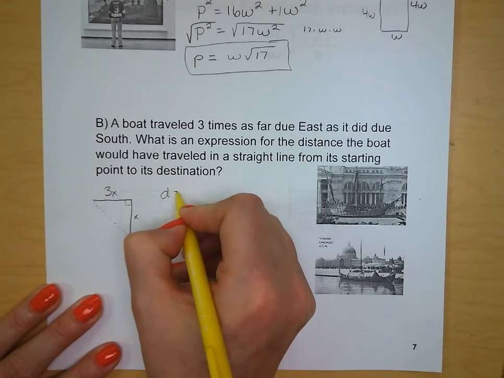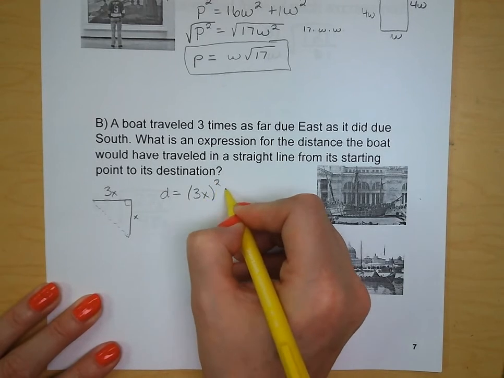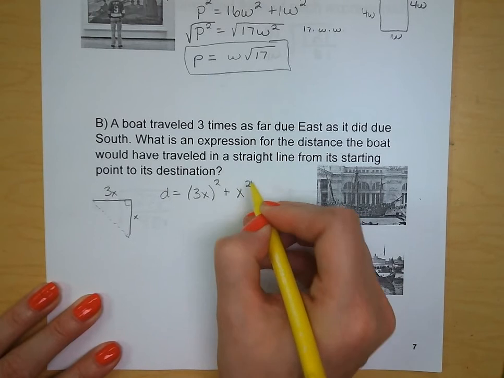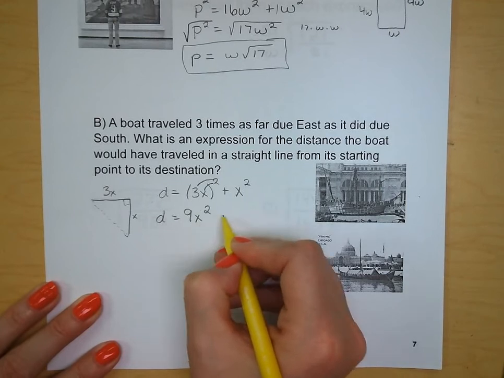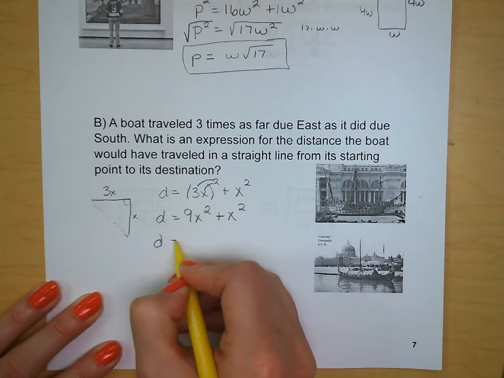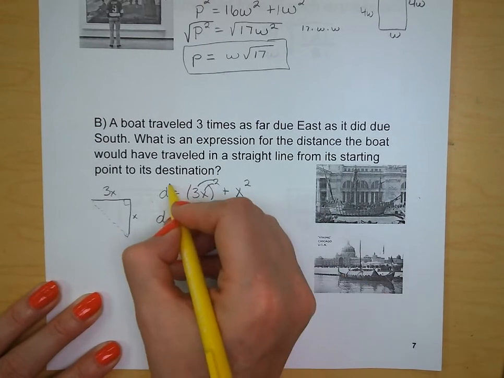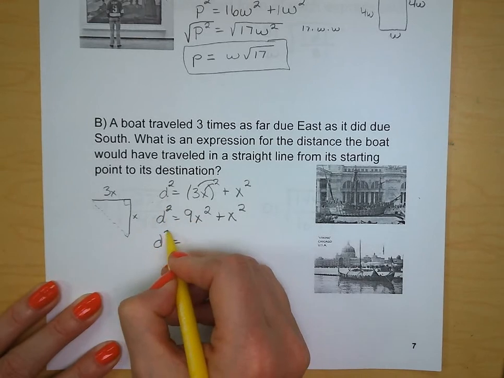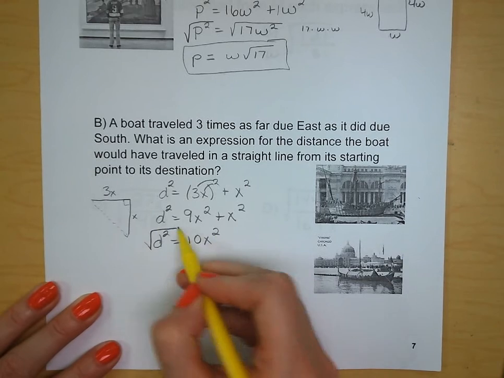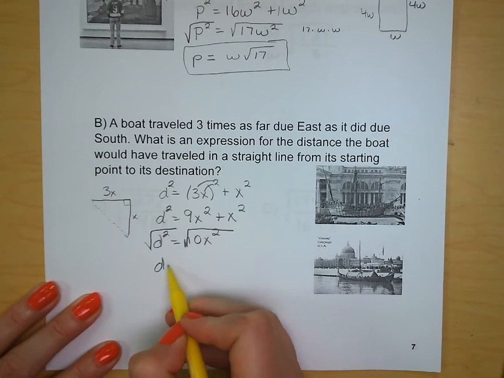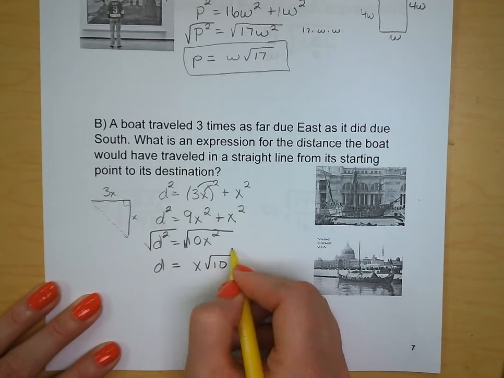So D, the distance squared, is equal to 3x squared plus x squared. Don't forget to distribute. Don't forget your squared sign on the D. So D squared, combine like terms, 9x squared plus x squared, they have the same base, we can combine them, 10x squared. Take the square root of both sides. The distance is equal to x times the square root of 10.